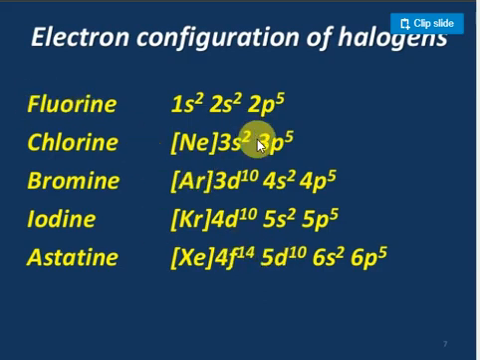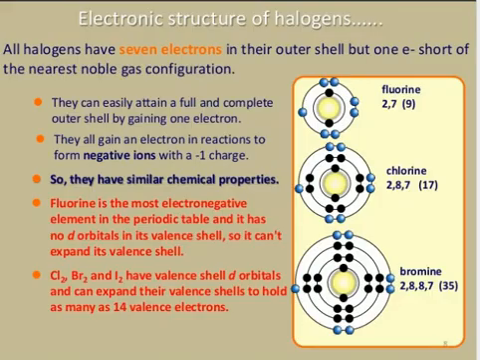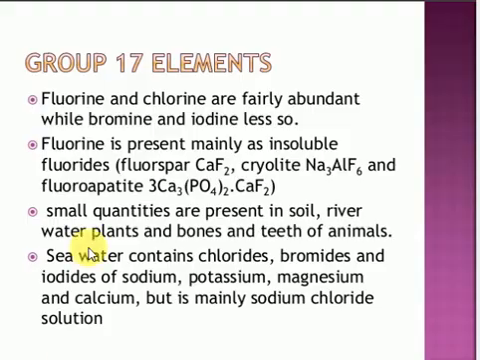So these are the electronic configurations. Look at it, they have 7 electrons in the outermost shell. That's the reason why they are the most reactive non-metals present in the periodic table. Those are the halogens. Next, the occurrence of halogens.